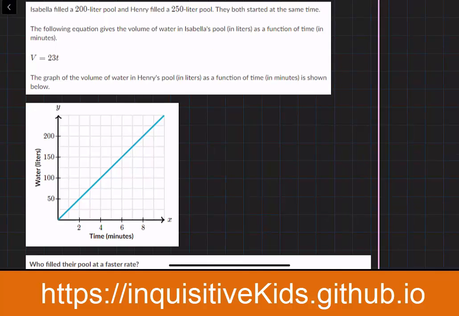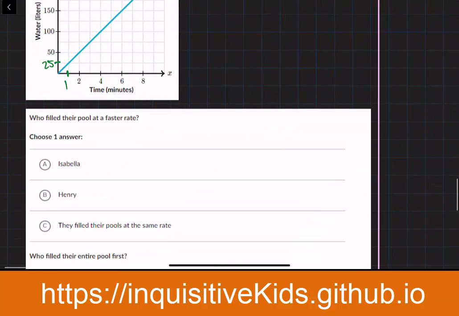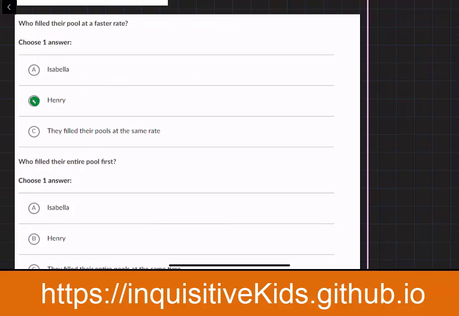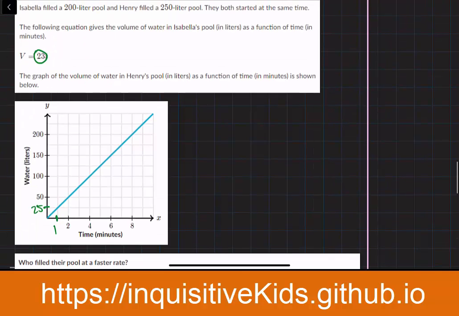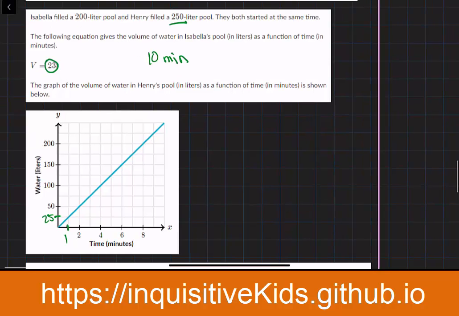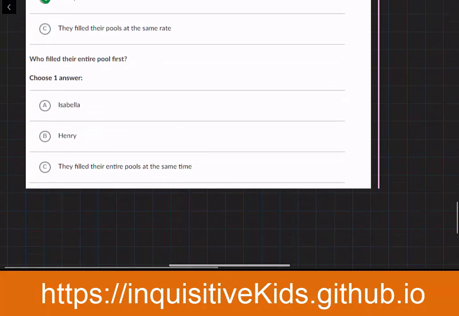Here's our last problem. So we can see that Isabella can fill 23 liters per minute, and from this graph, we can see that Henry fills 25 liters per minute. And since 25 is greater than 23, Henry filled his pool at a faster rate. And who filled their entire pool first? It took Henry 10 minutes, because 250 divided by 25 is 10. And it would have taken Isabella about 8 to 9 minutes to fill up her pool. So Isabella filled her entire pool first.